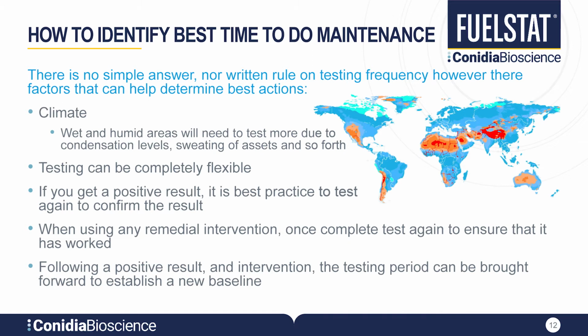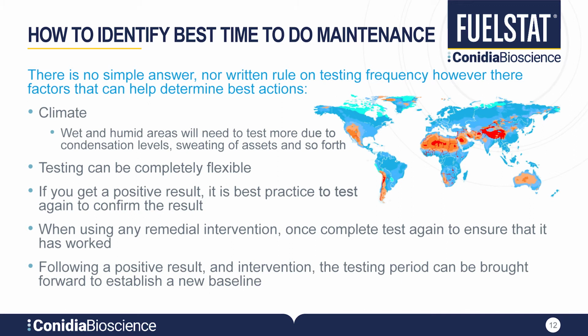As testing can be completely flexible, if you happen to have had a microbiological incident, which has now been rectified, it may be of interest to the operation to bring the next testing cycle forward from, say, 6 months to 3 months, for example, to be able to monitor that asset more closely for any signs of further issues before pushing it back again, once you are comfortable that the previous risk has been minimized.